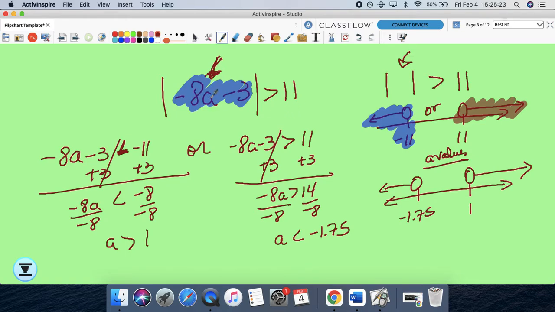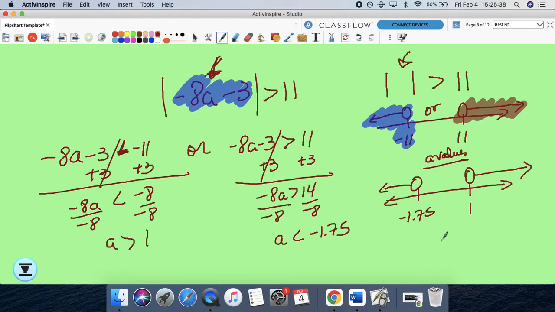Negative 8 times 0 is 0. 0 minus 3 is negative 3. Absolute value of negative 3 is 3, and 3 is definitely not greater than 11. So again, you can try a few numbers, but if everything is good here, this should really represent the values of A that make this inequality true.